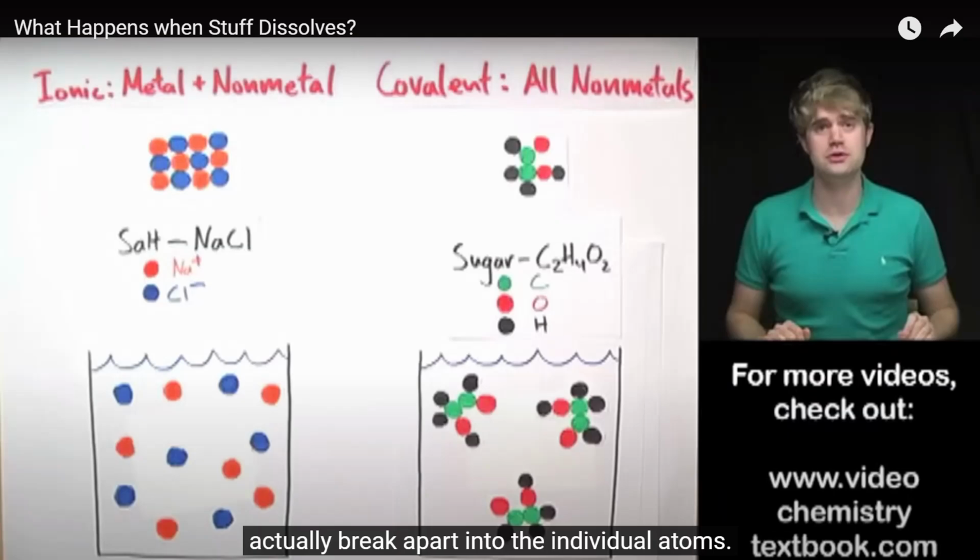Now, I think on your sheet, it gives different names to each of these processes, and they both start with the letter D. See if you can find them on your sheet. What do we call it when an ionic compound splits apart into the different ions? Dissociation.